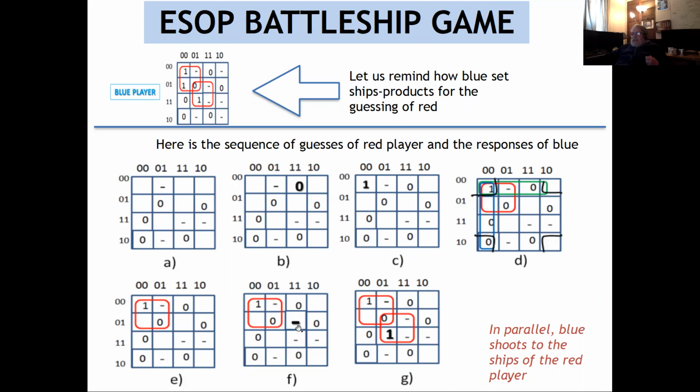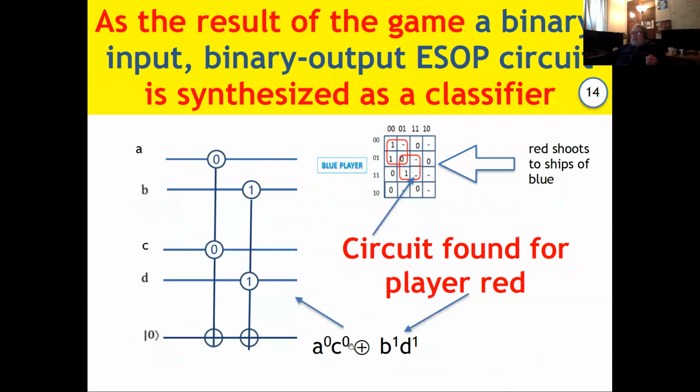Then with assurance of 100% or very close, he knows that this is 1. And he shoots BD, and he covered all the minterms, and the blue player tells honestly, you covered all my minterms, right? Actually, if he knows that there are only 2 product groups, then he knows that he's done. At the same time, the blue player plays, okay? And the byproduct of this game is creating this quantum circuit in binary logic.